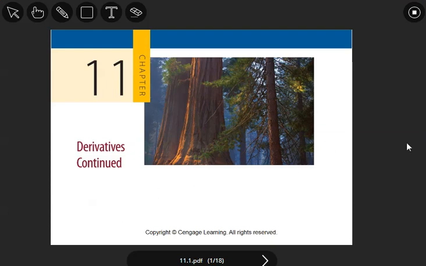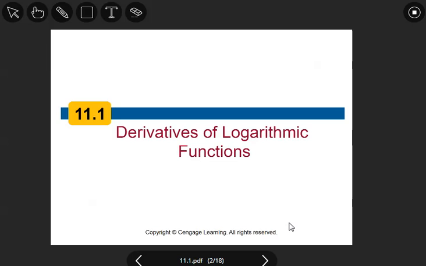Hi everyone. So today I'm going to discuss 11.1. Here we learn how we can find the derivative of logarithmic functions. So today our topic is derivatives of logarithmic functions.